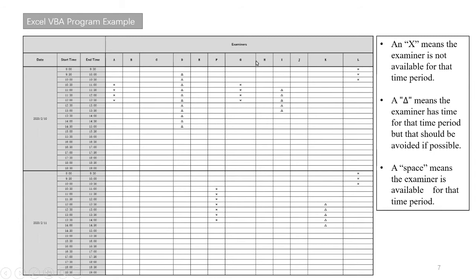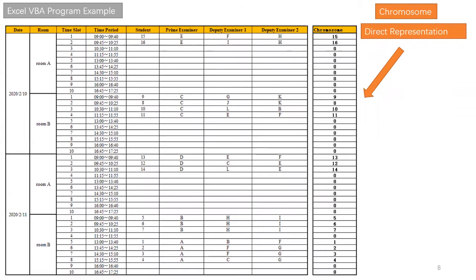Then about the chromosome representation. In this algorithm, we use a direct chromosome representation. For example, here is a 2-day presentation schedule. For each day, we have 2 rooms, and for each room, we have a maximum of 10 time slots. This means each room can hold a maximum of 10 presentations.